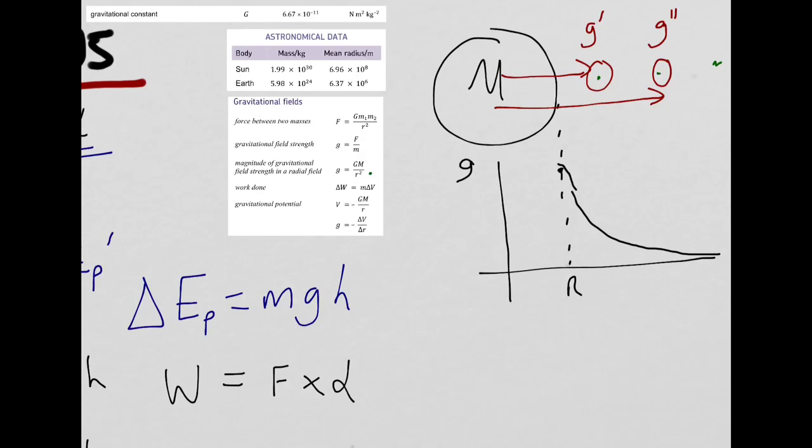Now you might say to yourself, well, why do we even bother with this then if this doesn't work? Well, because actually it works very well. But it only works very well if h is small. And by small, we mean small relative to the radius of the Earth. Because the radius of the Earth is a very, very big value, and you have to get to a significant distance away from the Earth before you really start seeing a drop off.